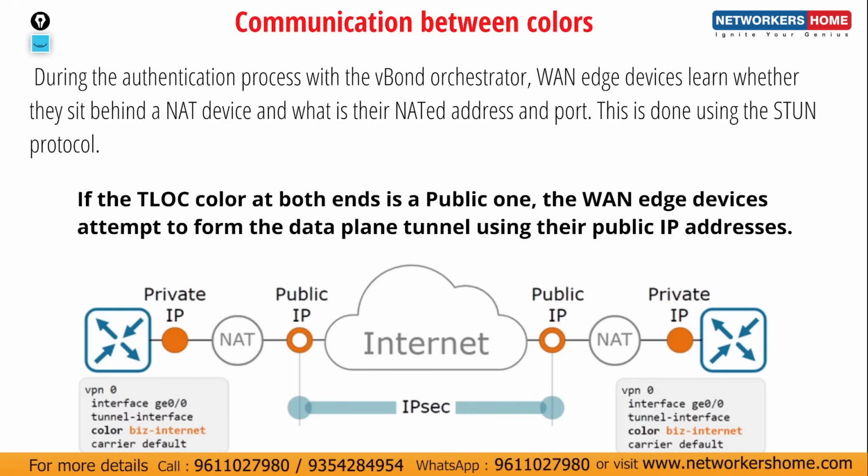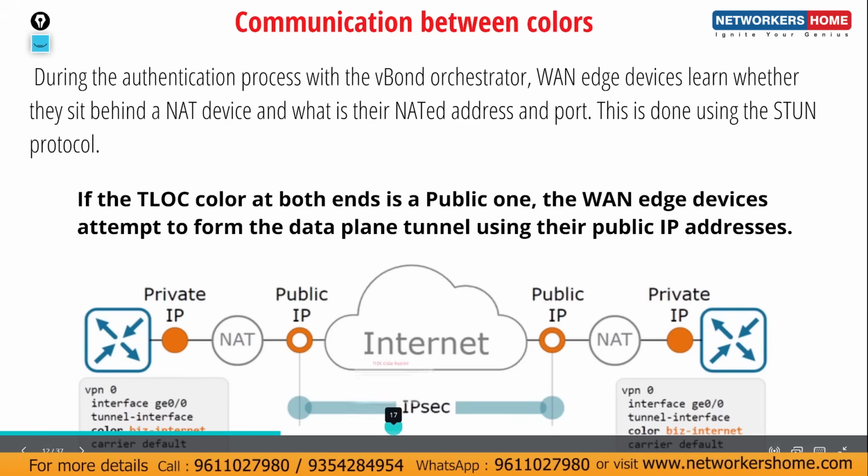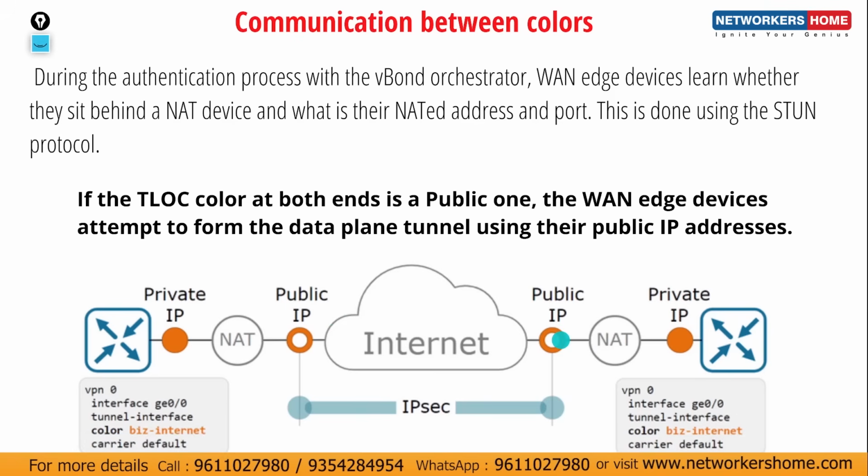So let's say you have a public IP to public IP. How is the tunnel going to be formed? If you have the biz internet here and biz internet here, which is public, the tunnel should basically be formed over public IP to public IP. Although there is a very interesting thing: NAT is also happening, but the first try will be made from public IP to public IP.